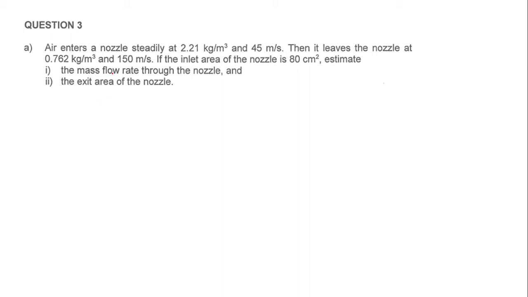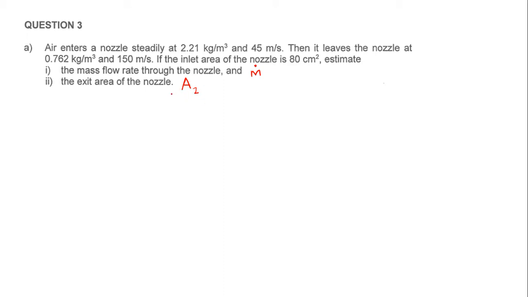So air enters a nozzle steadily at 2.2 kilogram per meter cube and 45 meter per second. Then it leaves the nozzle at 0.762 kilogram per meter cube and 150 meter per second. If the inlet area of the nozzle is 80 centimeters squared, estimate first the mass flow rate through the nozzle. So they ask you to find the mass flow rate and the exit area of the nozzle. So exit area of the nozzle, let's say A2. So the exit at 2.